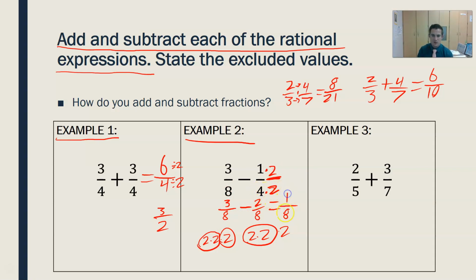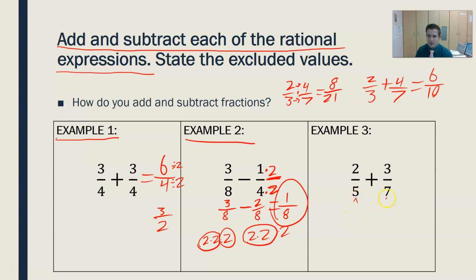So 3 minus 2 is 1. My answer here is 1/8. So I had to get a common denominator and then subtract. So here I have 2 over 5 plus 3 over 7. So I'm going to need to find a common denominator.